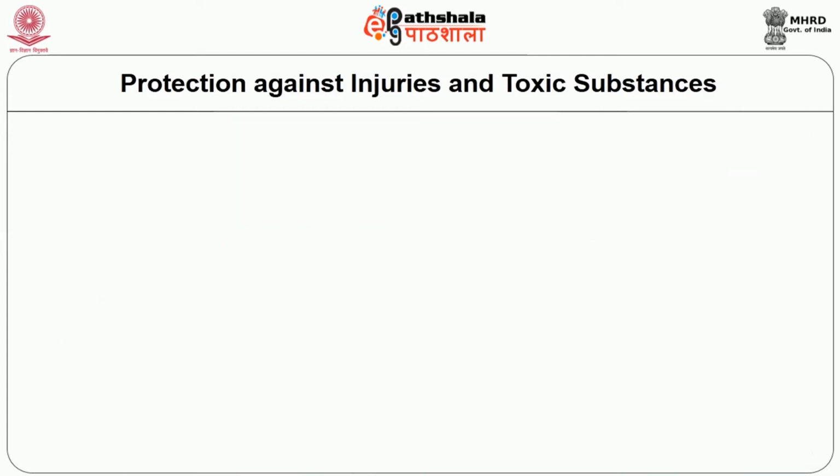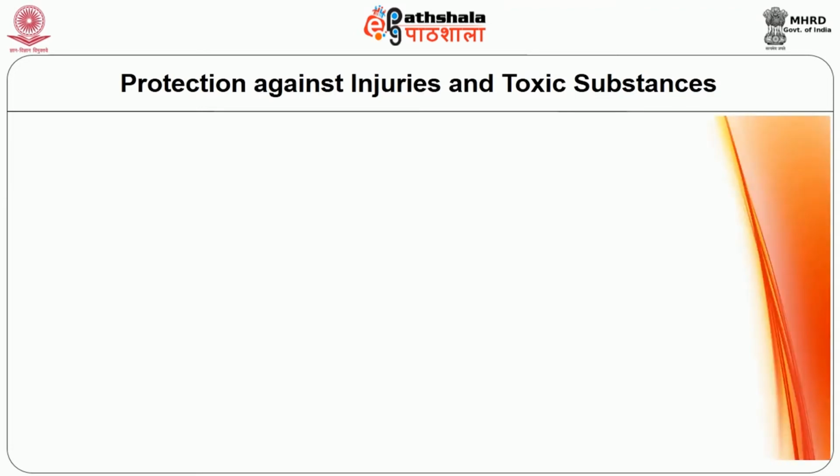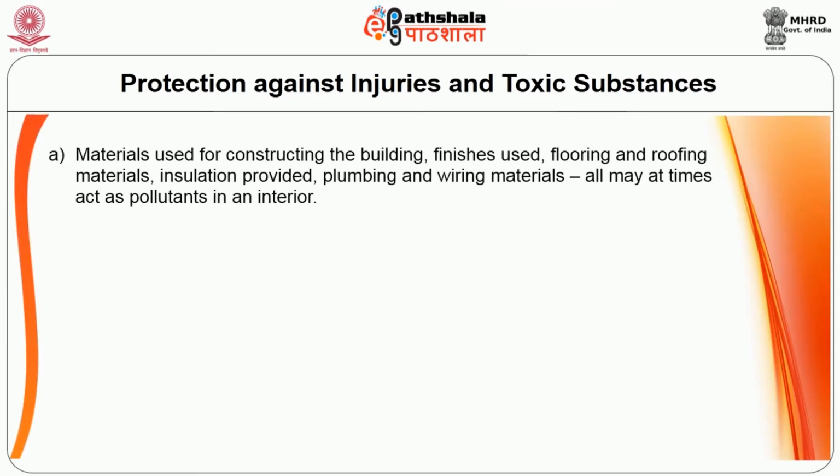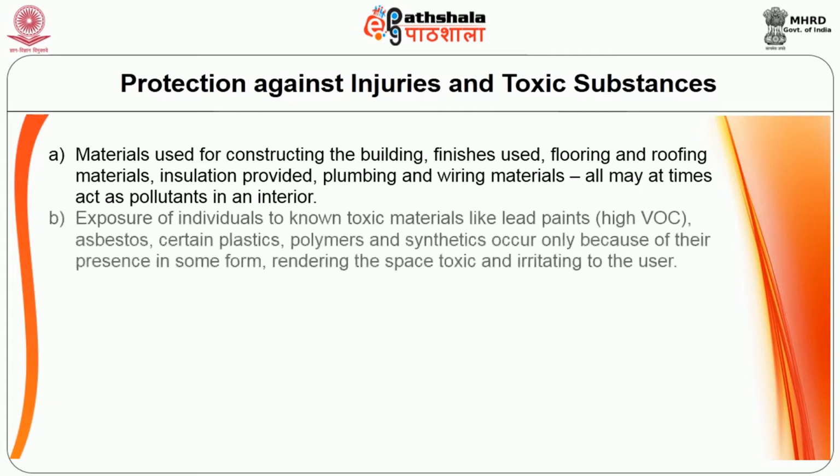The second major aspect included in the guidelines to ensure protection from injuries and toxic gases is indoor air quality. What are the sources and how are they used? Cost. 7 research proven reasons are there. Have a look at the slide. Materials used for constructing the building, finishes used, flooring and roofing materials, insulation provided, plumbing and wiring materials, all may at times act as pollutants in an interior.